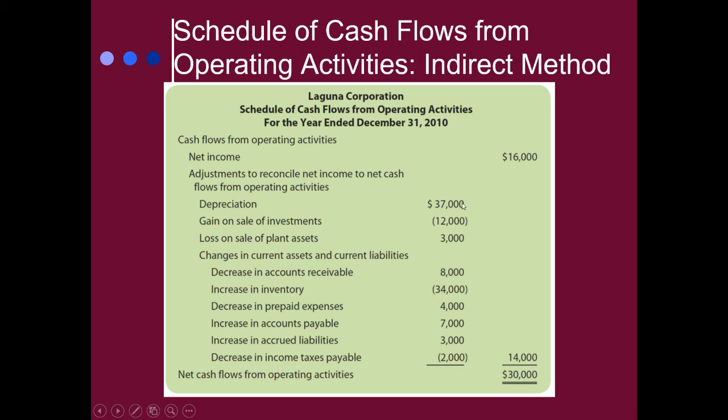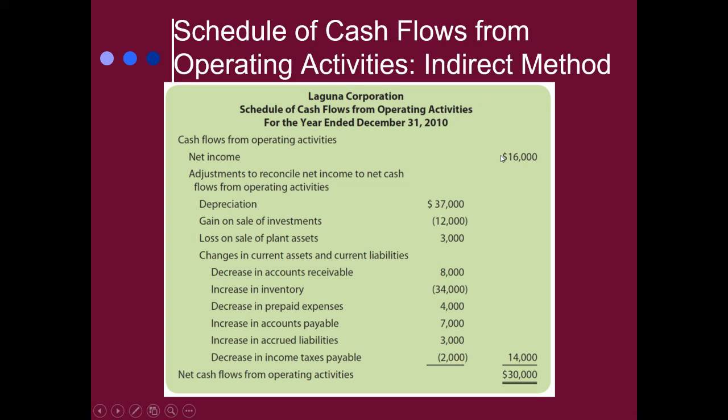So total up all these items under the adjustment, and you will have the net amount. Then from the net income, you will have to add or deduct, depending on the amount that you get from this accumulated amount. If it is a positive amount, you have to add back. If it is a negative amount, you have to deduct from the net income, to get the net cash flow from operating activities.